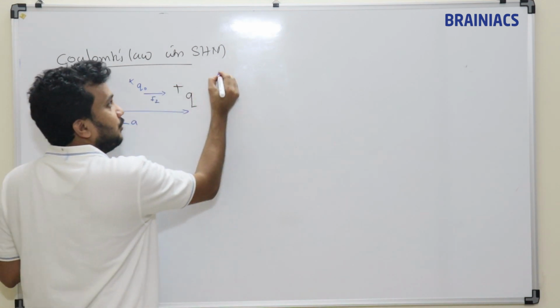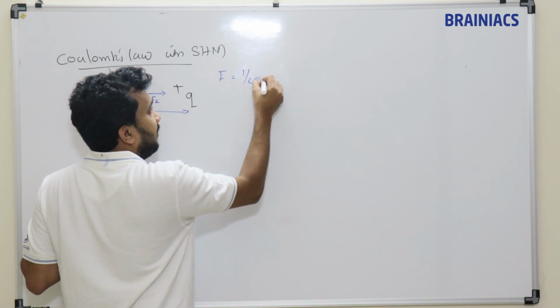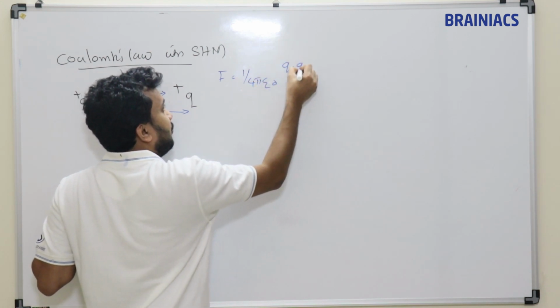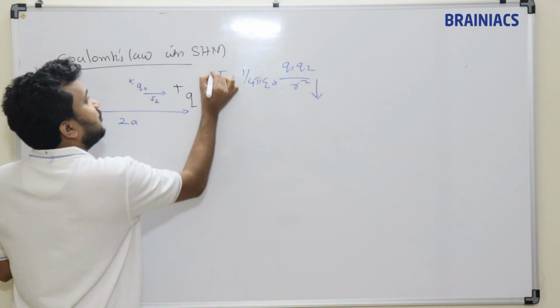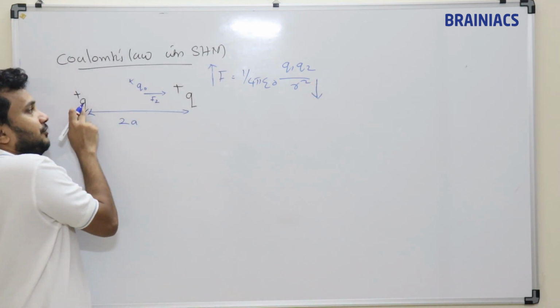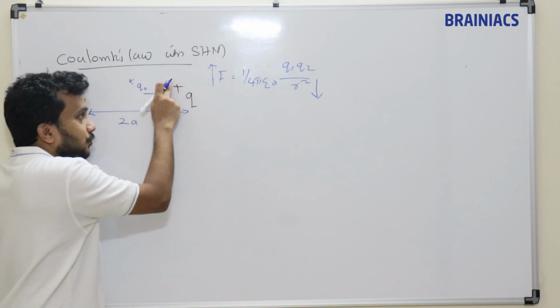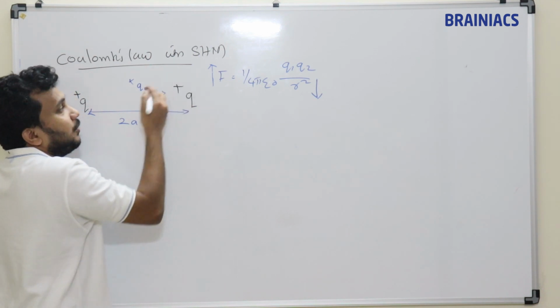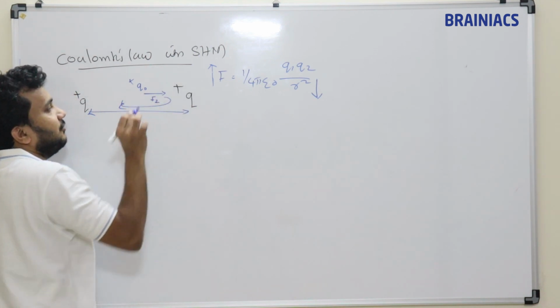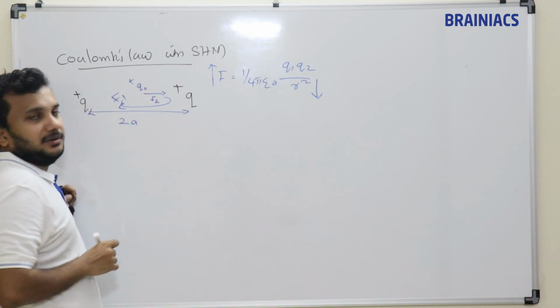We know Coulomb's law equation: F equals K into, or 1 by 4 pi epsilon 0 into, Q1 Q2 divided by R square. When the distance is less, the force will be more. So because of this Q0 will move towards the right. Whenever it has moved towards the right, it sees the distance between the two charges is very small. So immediately it will return back with another force called F1.